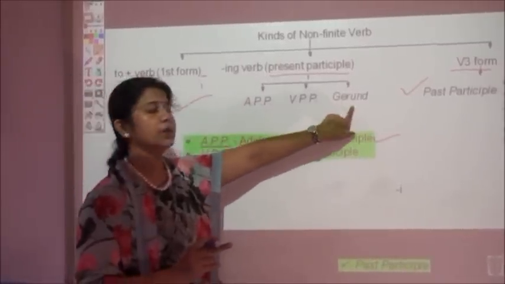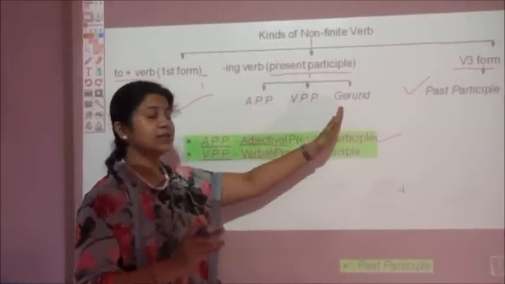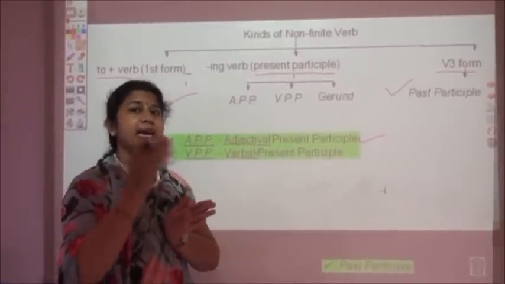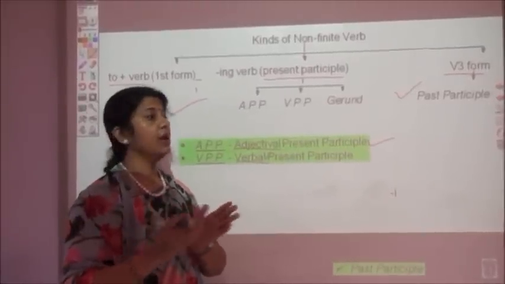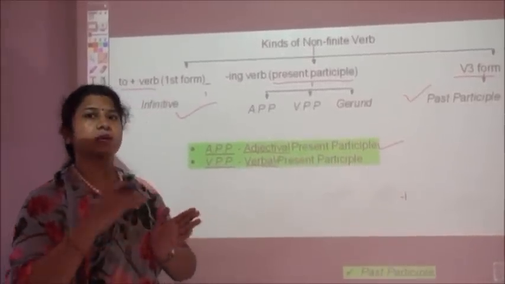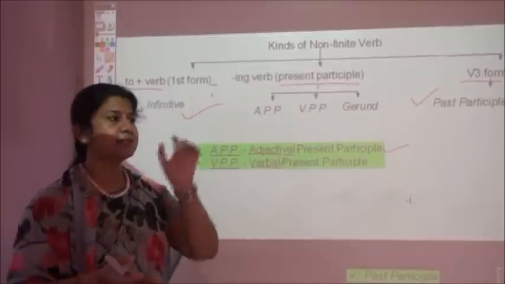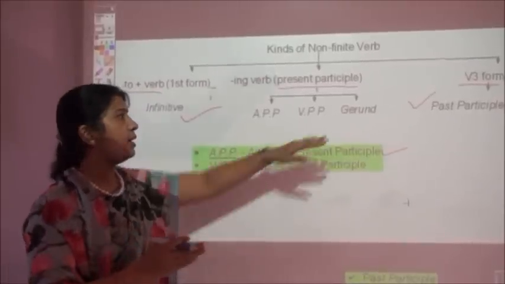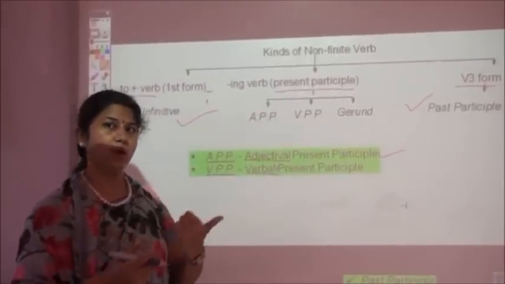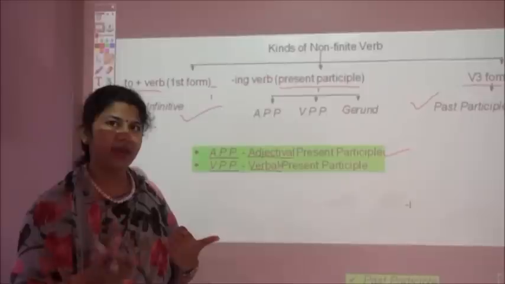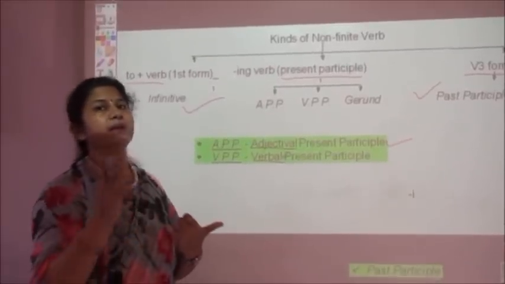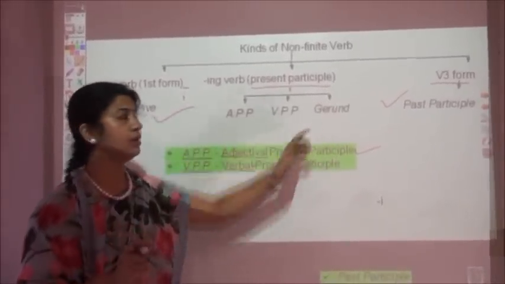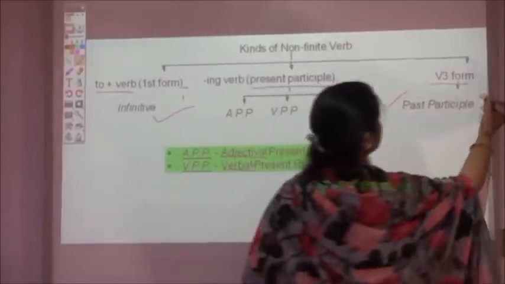Now the third one is what? Gerund. Okay. Gerund is what? Simple. Any ing verb which behaves as a noun in a sentence. Like dancing is a good exercise. Something is there which is a good exercise. That means noun, right? Here dancing is behaving as what? Noun. So any ing verb which behaves as a noun in a sentence is called non-finite verb. Which kind of non-finite verb? Gerund. Clear? Now come, we will see in detail.